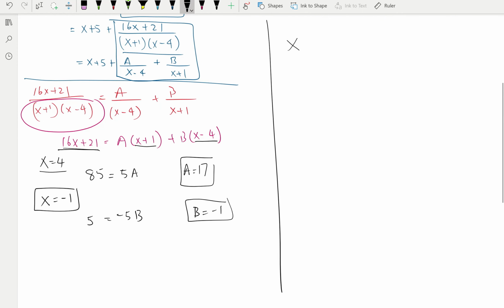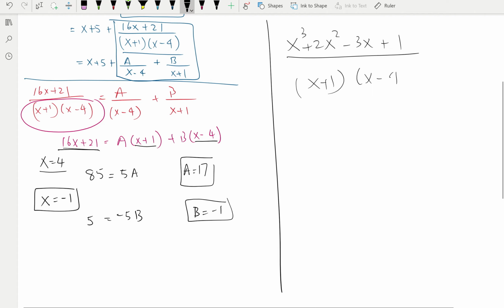Now the complete decomposition is, so let's write the problem. The problem we had is (x cubed plus 2x squared minus 3x plus 1) over (x plus 1)(x minus 4). If you decompose this, we get x plus 5 plus a, which is 17 over x minus 4, plus b, which is negative 1 over x plus 1. This is the complete decomposition.